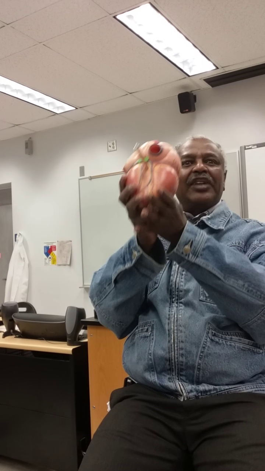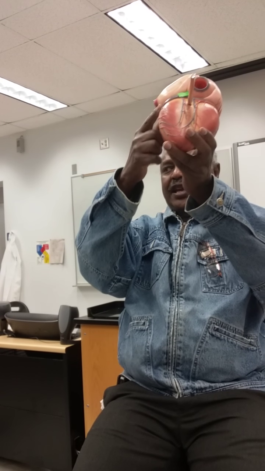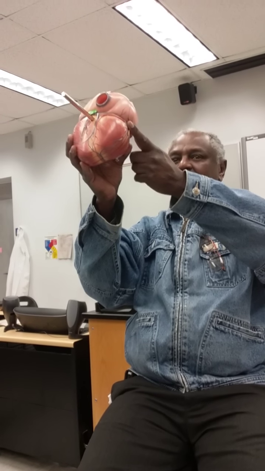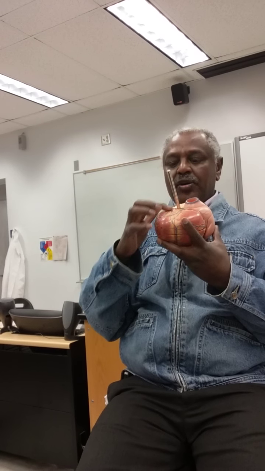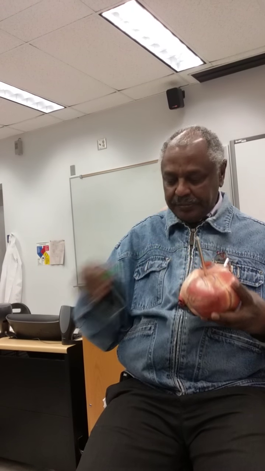Very simple if you make a marker and follow it. Your marker is the coronary sinus. This way, great cardiac vein. This way is small cardiac vein. Down here, middle cardiac vein. Down here, posterior cardiac vein. Bingo. You got it. Okay?